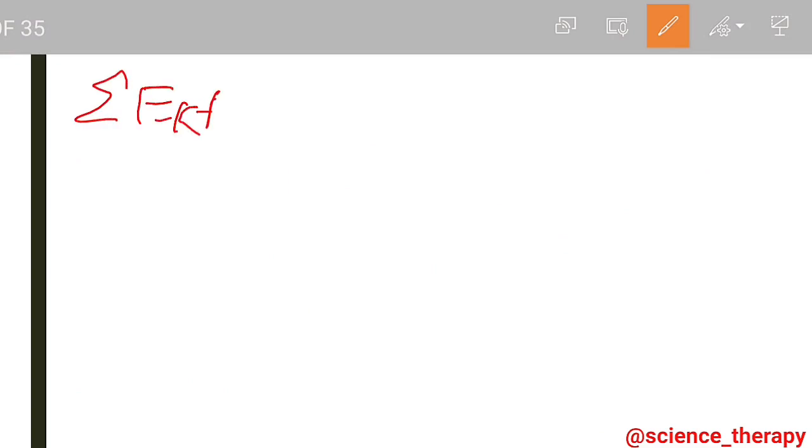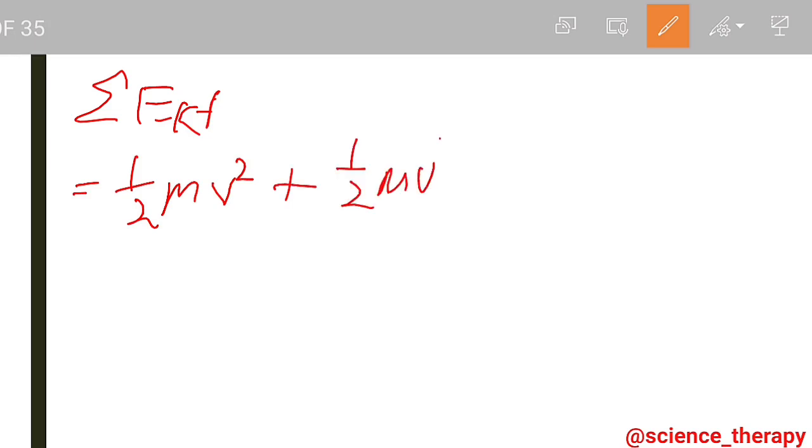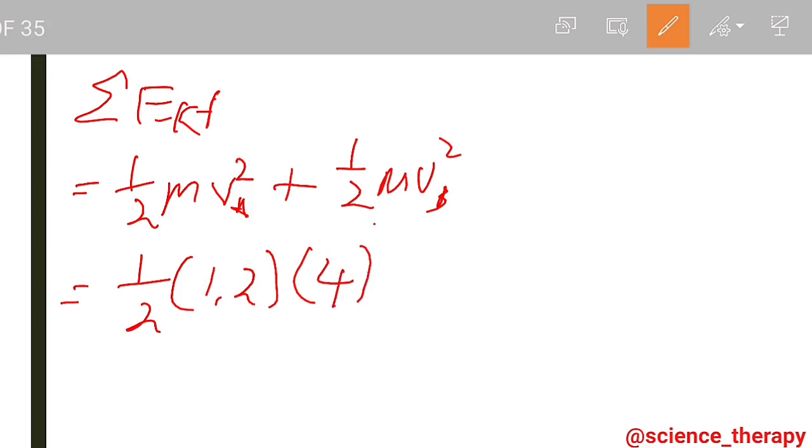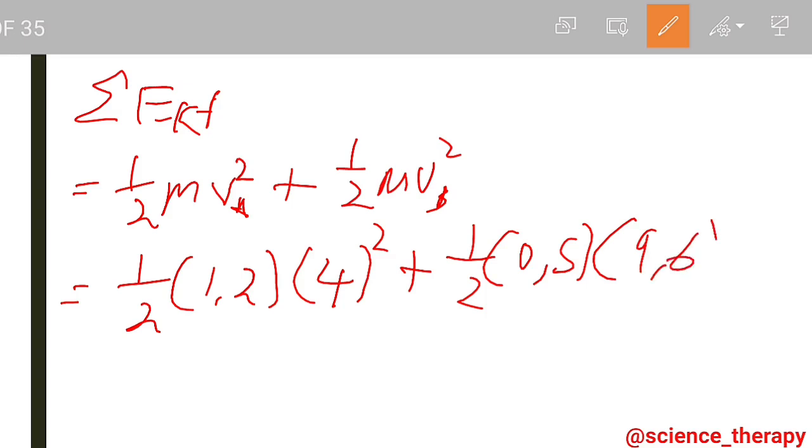Now let's calculate the sum of EK finally. Now again, we have half mv square plus half mv square. So this is for A, this is for B. Now trolley X, the mass is 1.2 and its velocity finally is 4. We can get it from the diagram. And then the mass of trolley Y, 0.5. But then the velocity finally, we have just calculated it in the previous question. That's 9.6. So if you punch that in your calculator, what do you get? We have 32.64 joules.